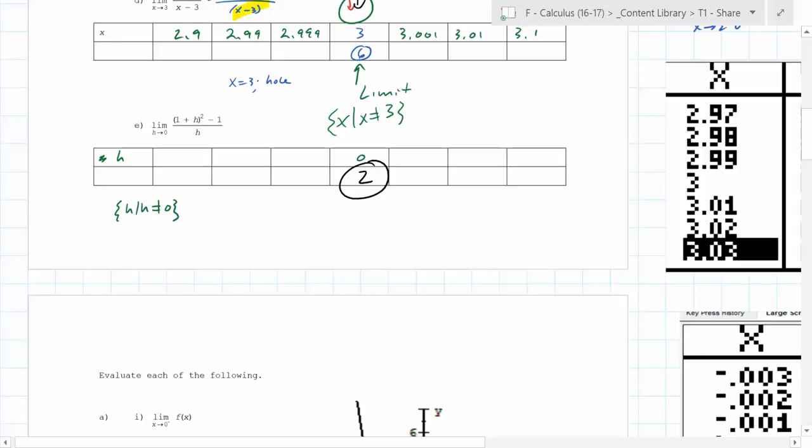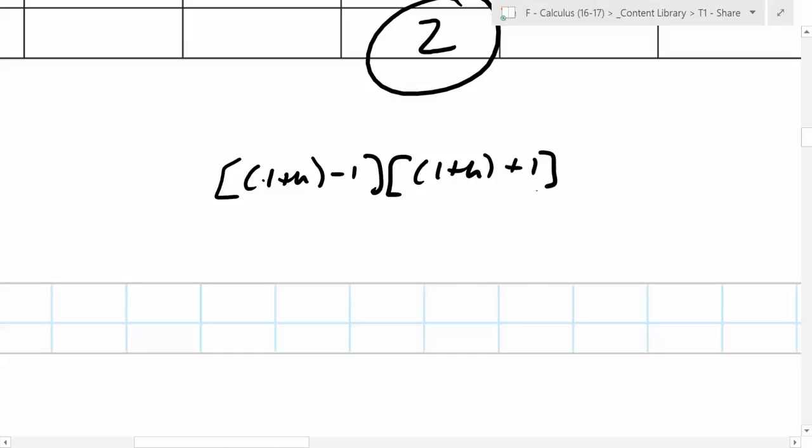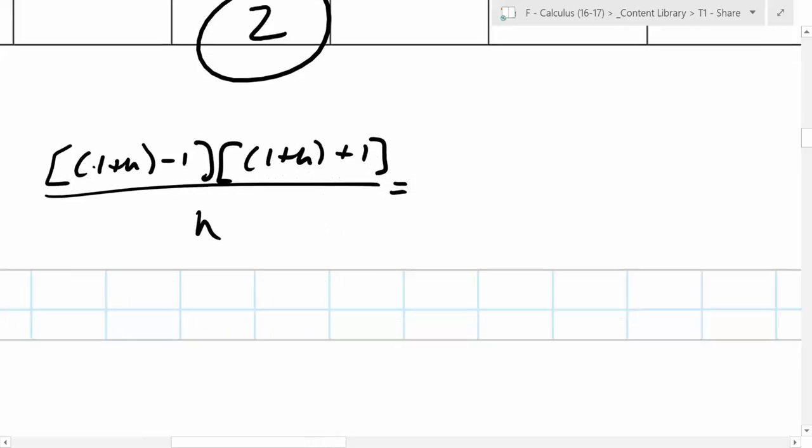Or do we? What was the factored form of that numerator, by the way? Do you remember? It was 1 plus h minus 1 times what? 1 plus h plus 1, right? Like this? Over h. Can we simplify those pieces a little bit? What's the yellow turn into right here? What's that turn into?